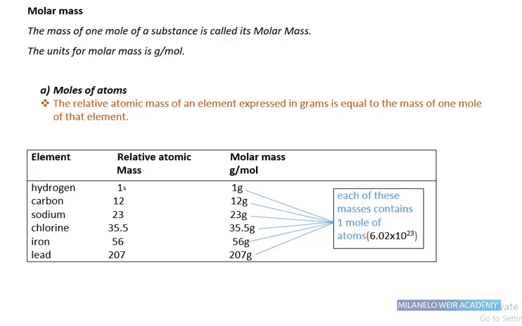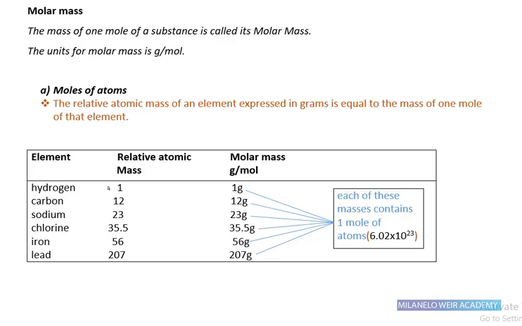Element, relative atomic mass, molar mass in grams per mole. Hydrogen: relative atomic mass 1, molar mass 1 gram. Carbon: 12, molar mass 12 grams. Sodium: relative atomic mass 23, molar mass 23. Chlorine: 35.5 grams molar mass.